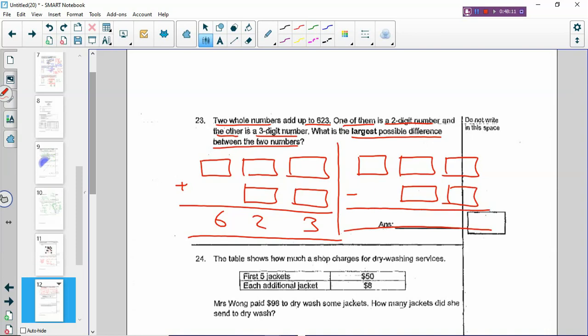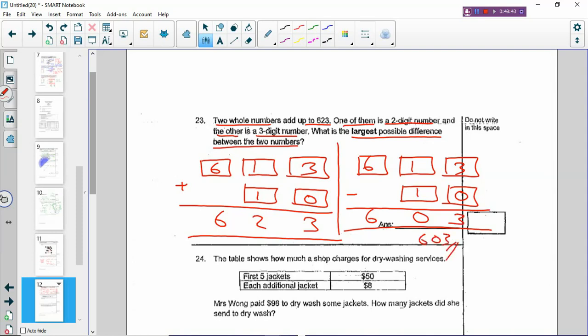So look at the smallest 2-digit number. So what is the smallest 2-digit number you can form? 10. Right? And then what is the biggest number you can have? So you take 623 minus 10, you will get 613. So now you got your two numbers already. Alright, then you take 613 and you minus 10. And what is the largest possible difference? That will be 603. So your answer is 603.